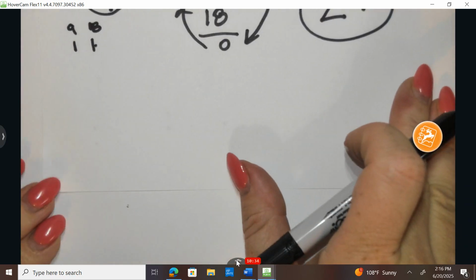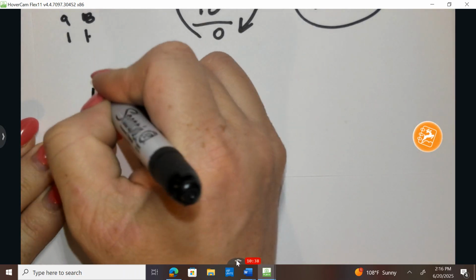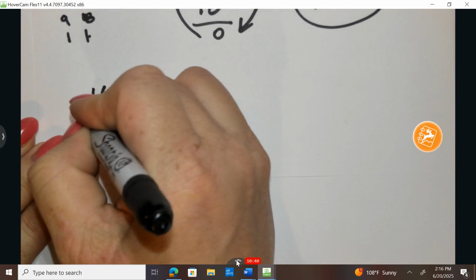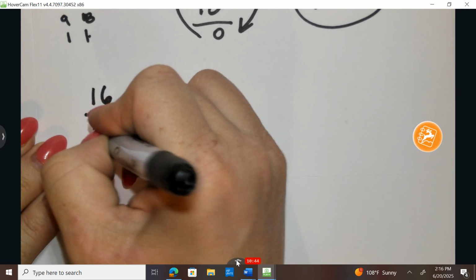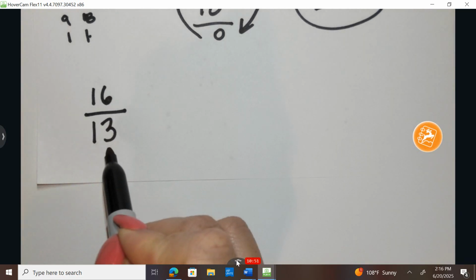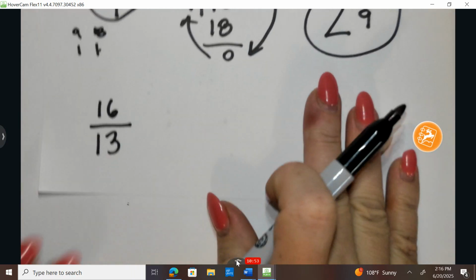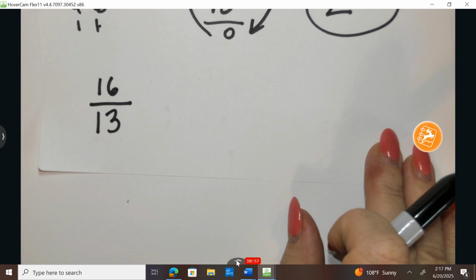Let's have you try another one. Let's make it a tough one. This will be the last one in this video. Let's do 16 divided by 13. Again, I want you to press pause. This is an improper fraction because the number on top is greater than the number on the bottom. And I want you to go ahead, write it as a mixed number, and then come back and press play in the video.